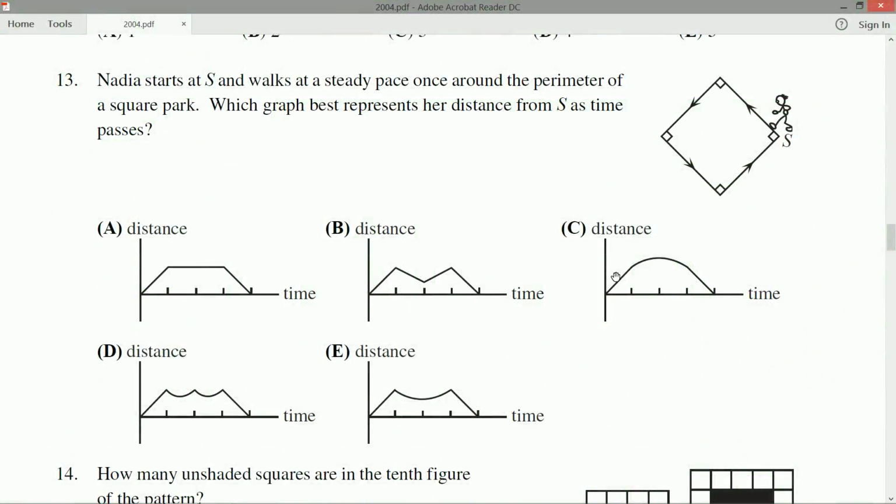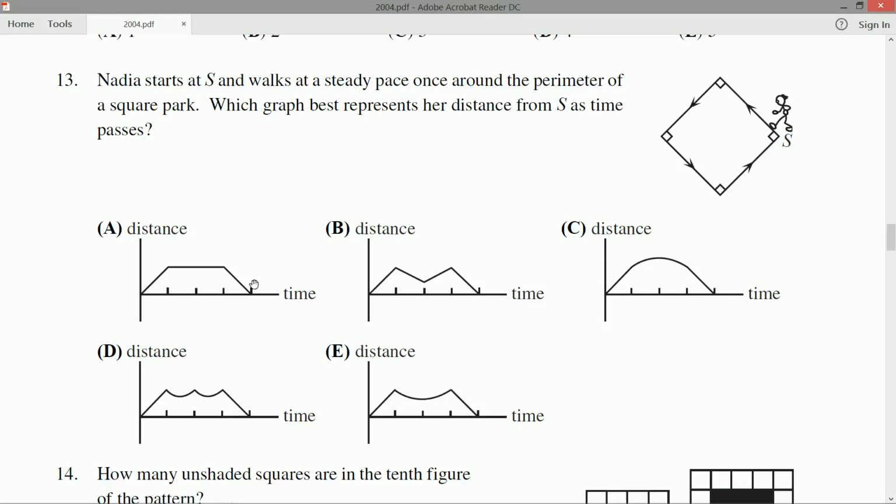This time it comes from the 2004 Pascal. We're looking at question number 13. It's about a girl named Nadia. Nadia starts at S, over here in our picture, and walks at a steady pace once around the perimeter of a square park. Which graph best represents her distance from S as time passes?